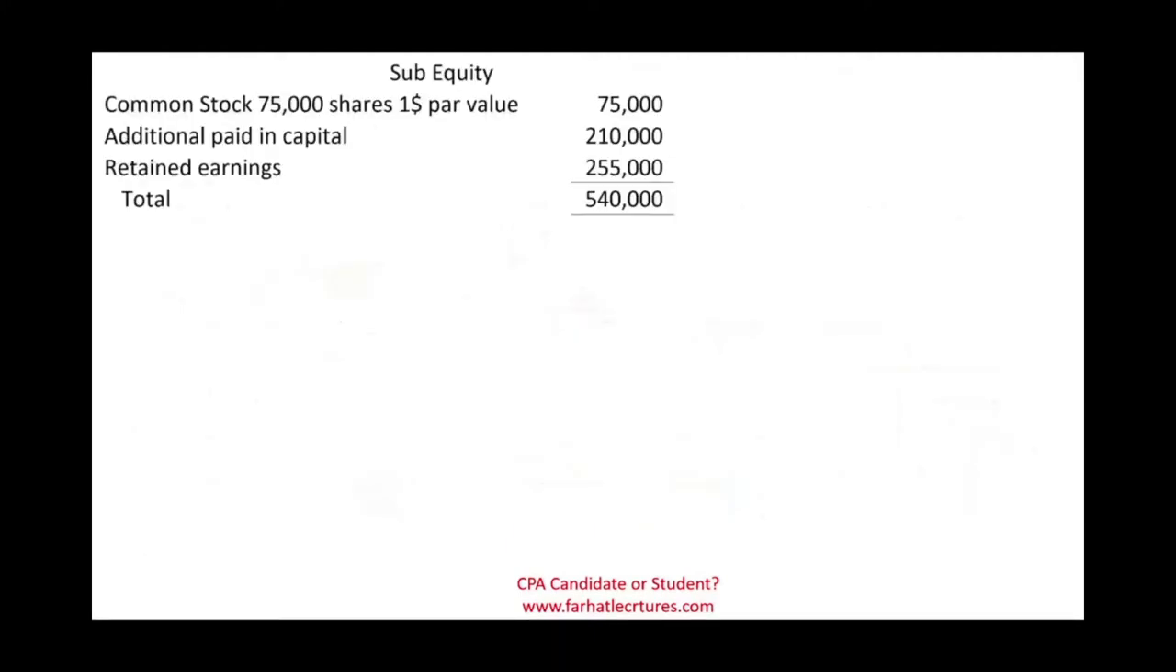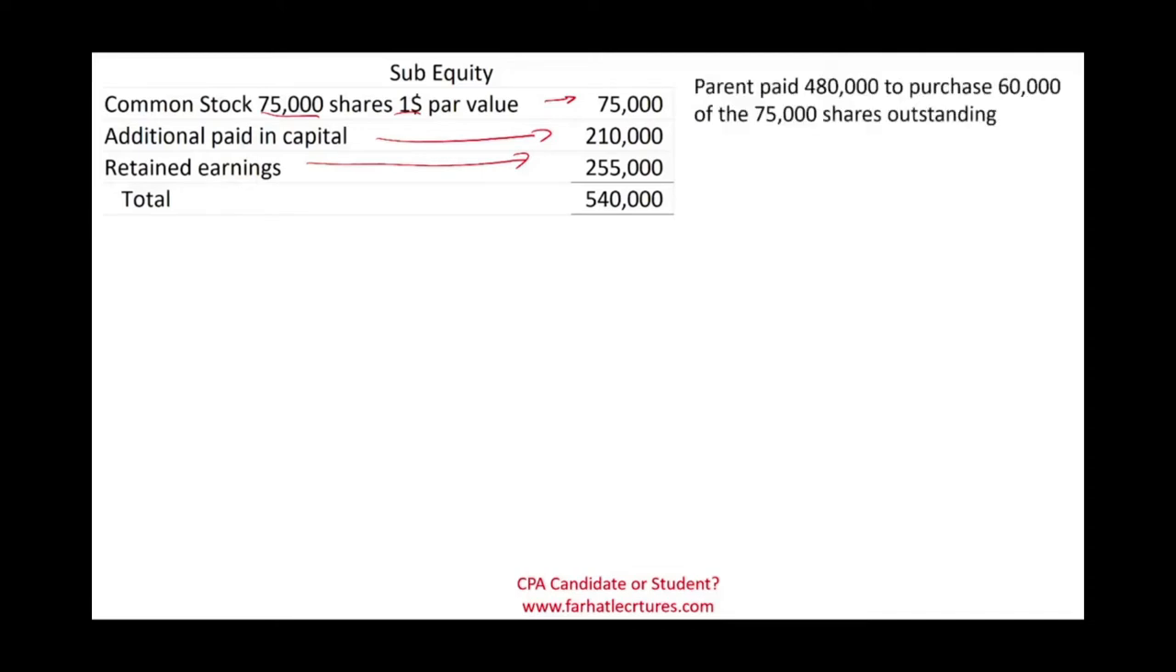Starting with this example, we're going to assume that we have a sub with 75,000 shares, $1 par value. Common stock is 75,000, additional paid in capital is 210,000, and retained earnings is 255,000. Total equity, total book value of equity, is 540,000. Here comes the parent company, and the parent company wants to buy 60,000 of the 75,000 shares.